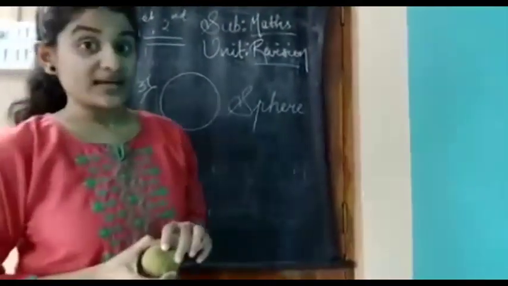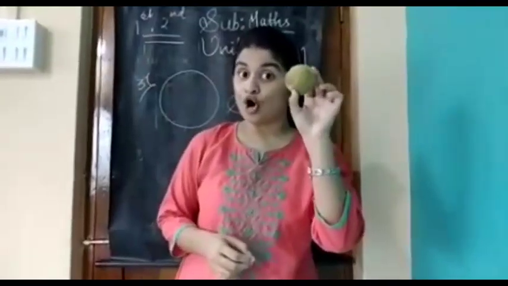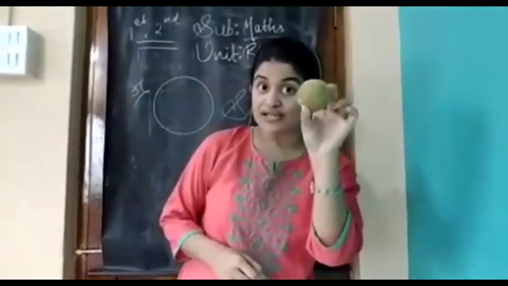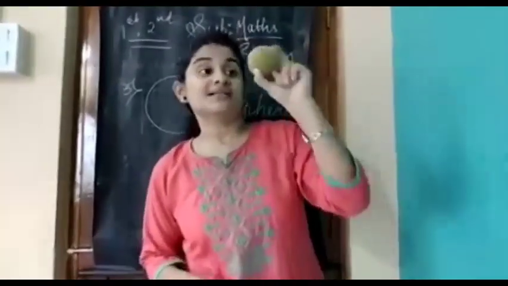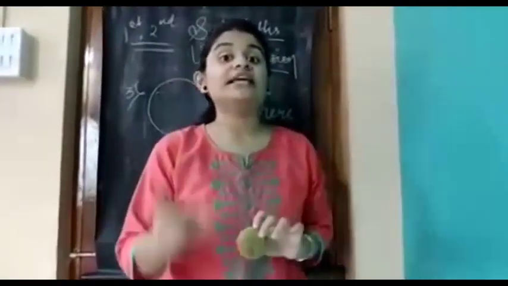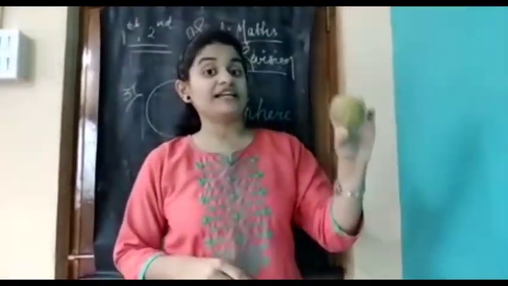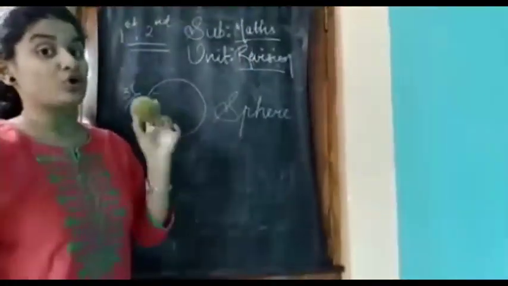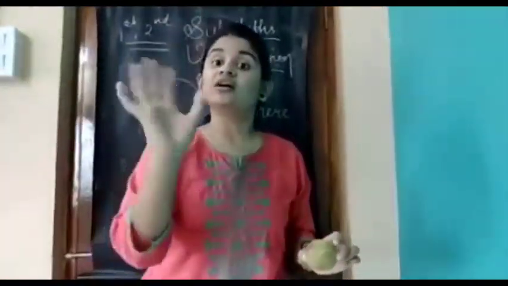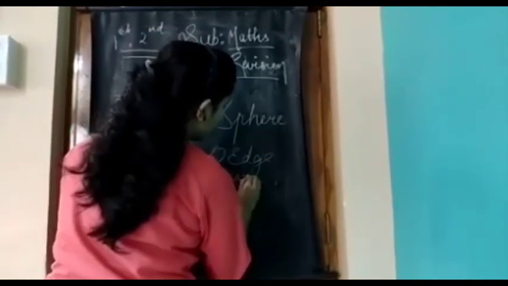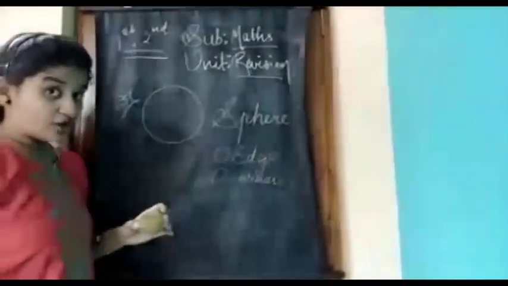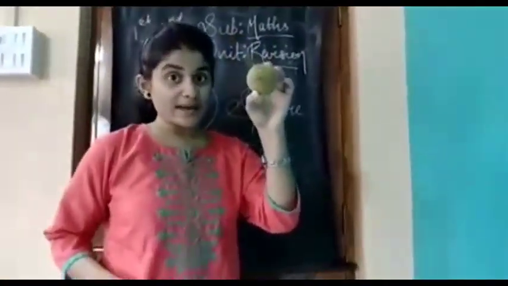So students, as you can see in my hand, this is a ball, right? So the shape of this ball is sphere. Understood? Always keep in mind that a sphere doesn't have any edge, any corner. It has only a curve. Understood? It has 0 edge and 0 corner. Understood? It is round in shape. Okay?